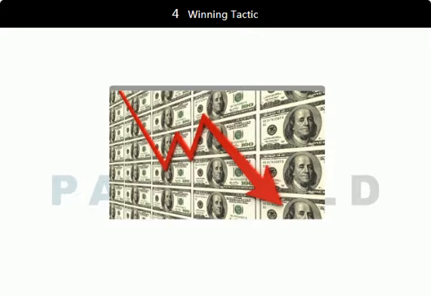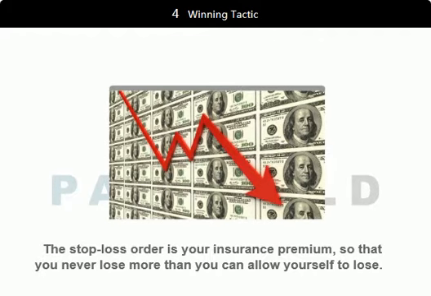Did you insure your homes? Do you pay a premium on your insurance? Do you have life insurance? Car insurance? Well, the stop loss order is your insurance premium, so that you never lose more than you can allow yourself to lose.